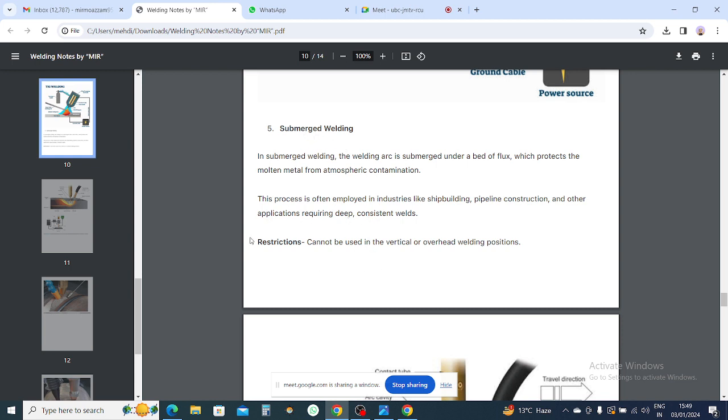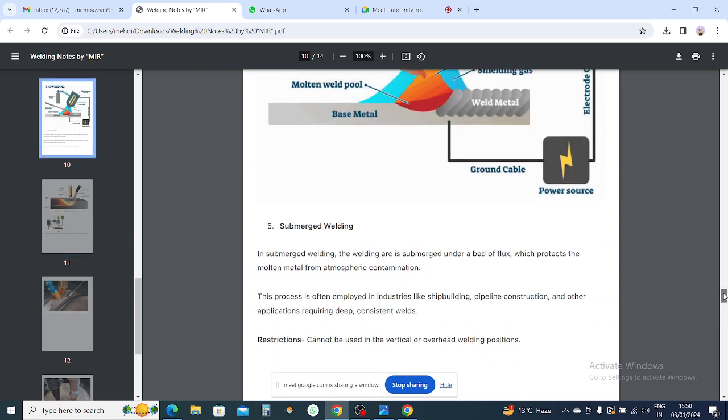And the restriction: it cannot be used in the vertical position. We do not use it vertically because of the granular flux; if we weld vertically, it will not stay there. Likewise, we do not use submerged welding for overhead welding. So these are the points we have to remember for submerged welding.